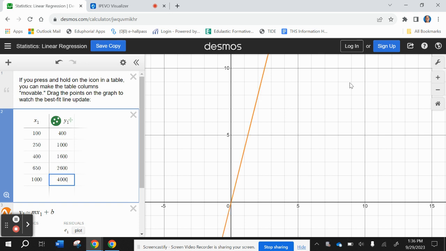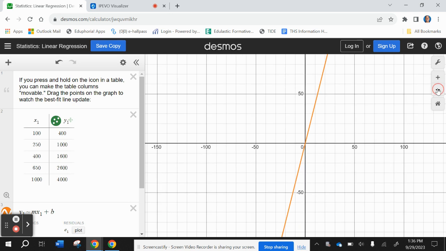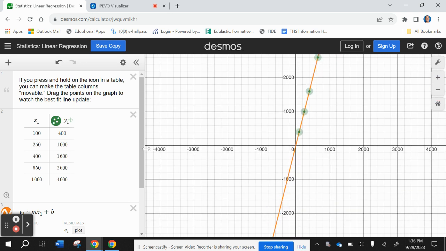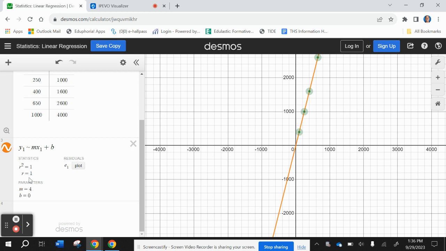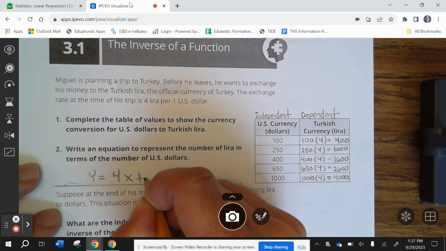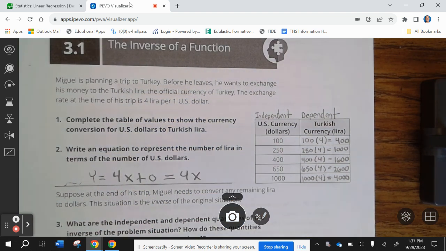All right, now we're going to zoom out to see if the points, you can see that the line goes to the points. The r squared is 1, so our equation is 4x plus 0. So y equals 4x plus 0, which is equivalent to y equals 4x.